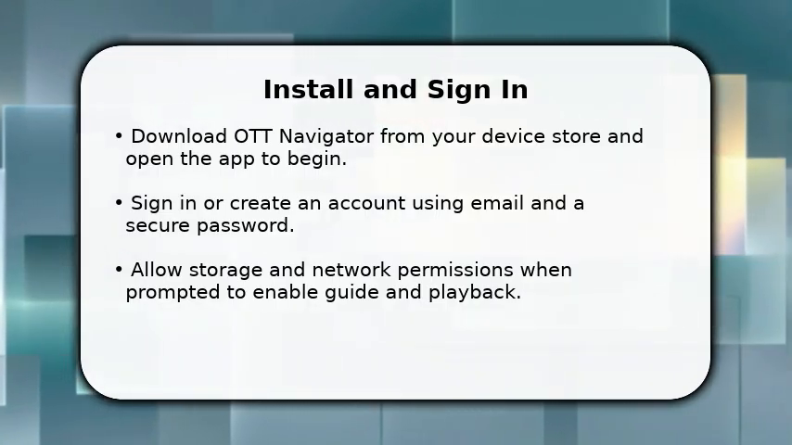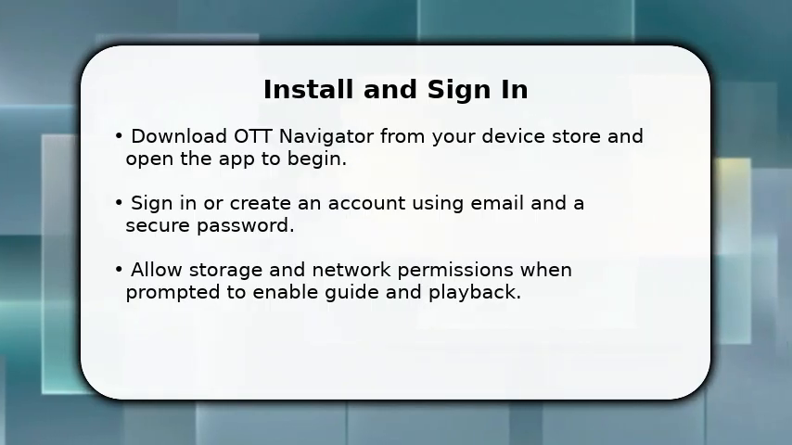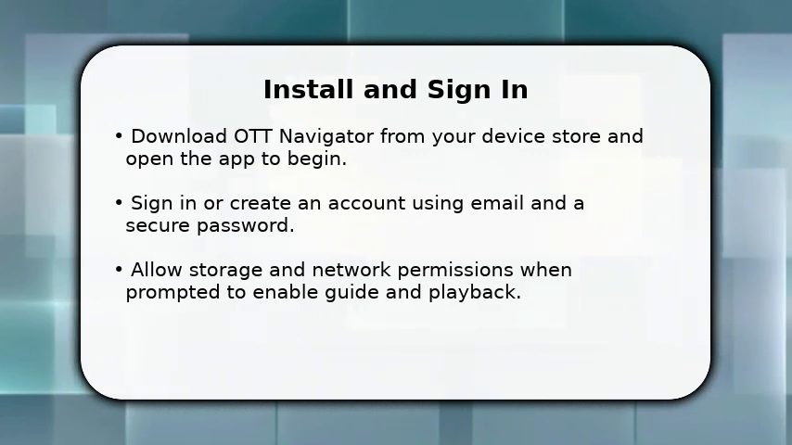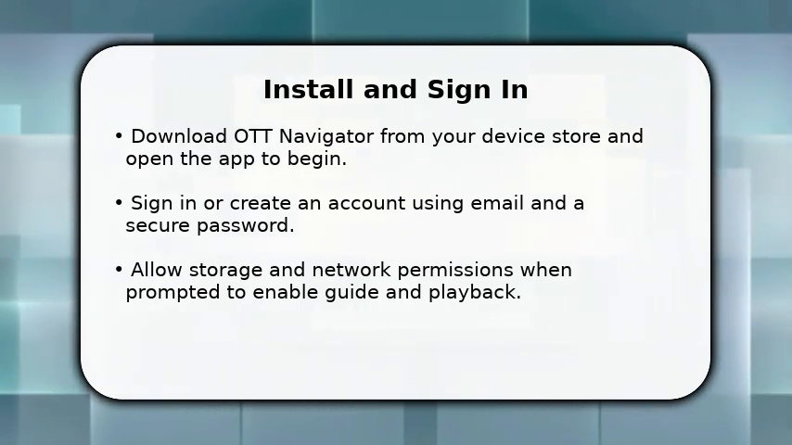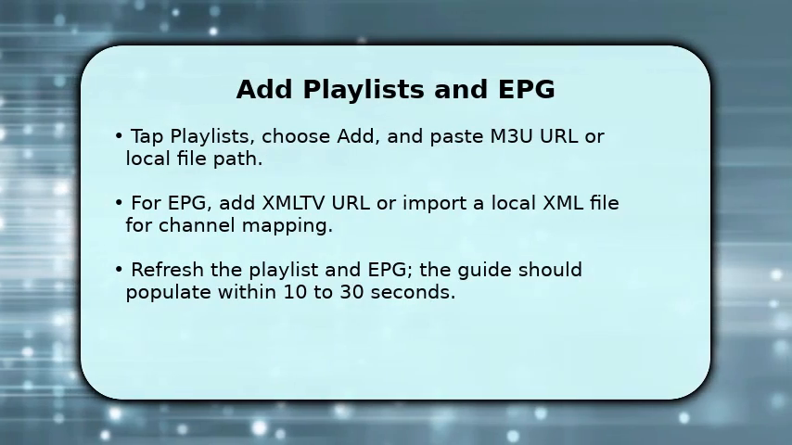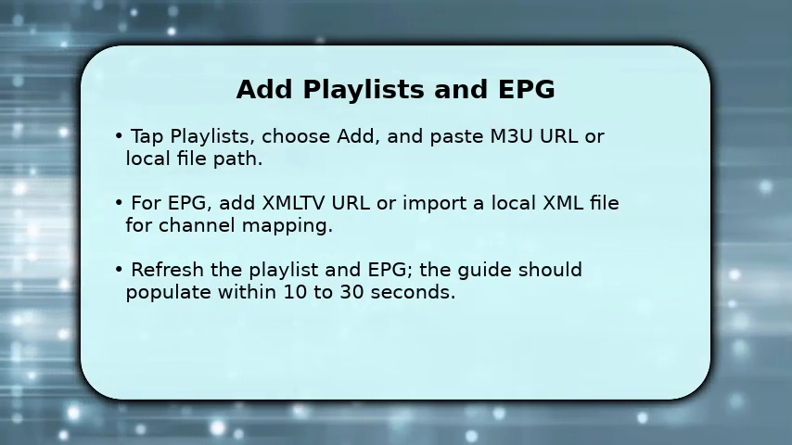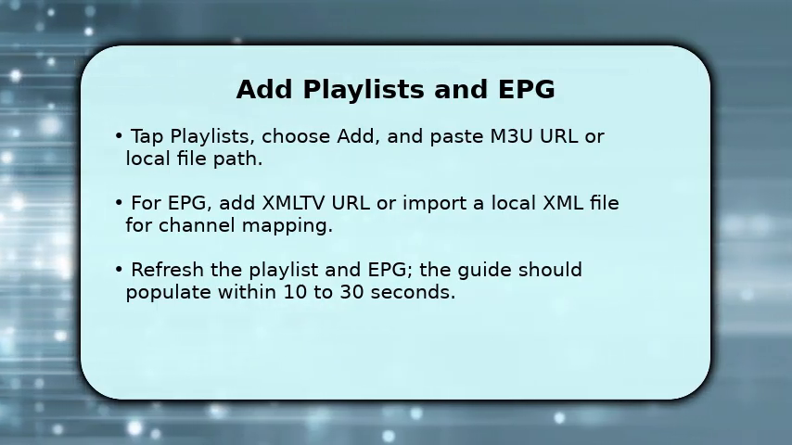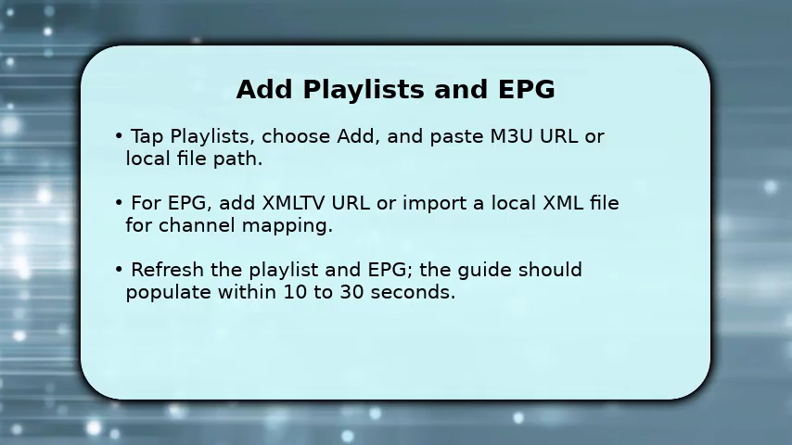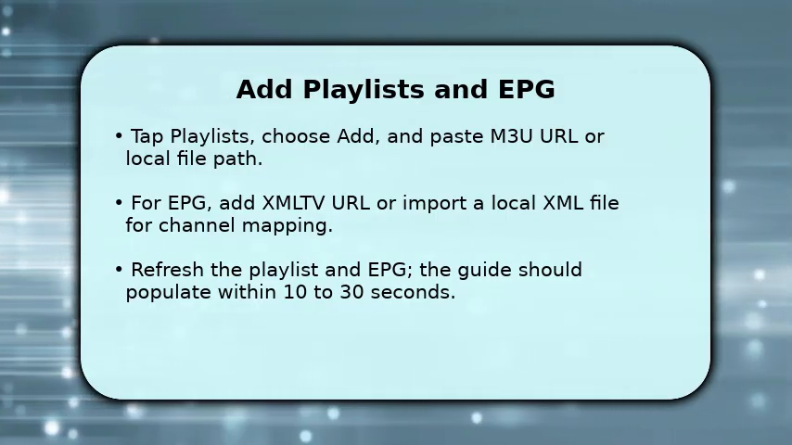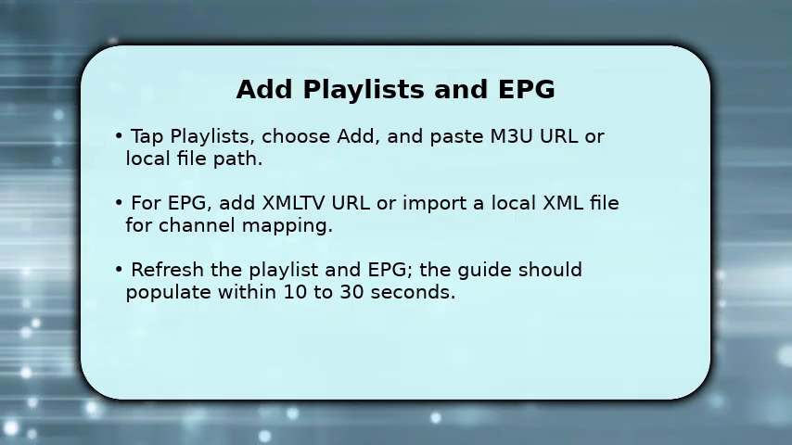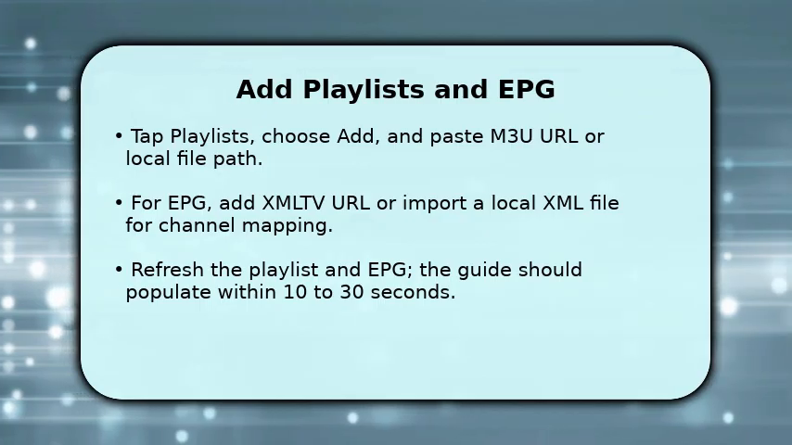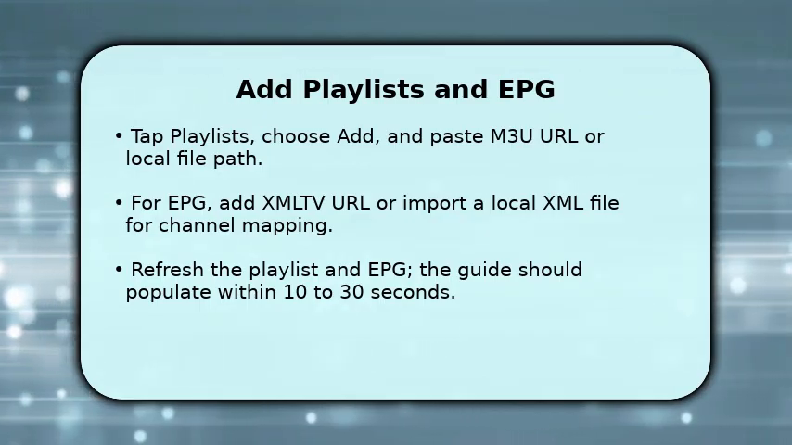The app will load its default interface and prepare to import your playlist or scan for channels automatically. Next, add your content sources by tapping Playlists and selecting Add to paste an M3U URL or select a local file path. For program guide data, open EPG settings and add an XMLTV URL or import a local XML file for channel mapping. Assign the correct country and time zone so program times display accurately on the guide. After saving, refresh the playlist and EPG lists, and wait 10 to 30 seconds.